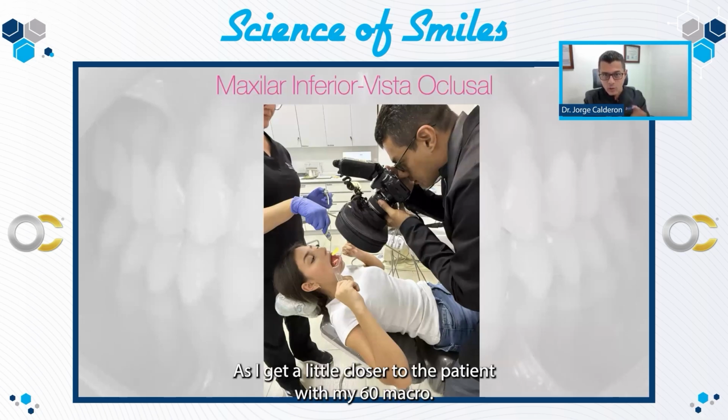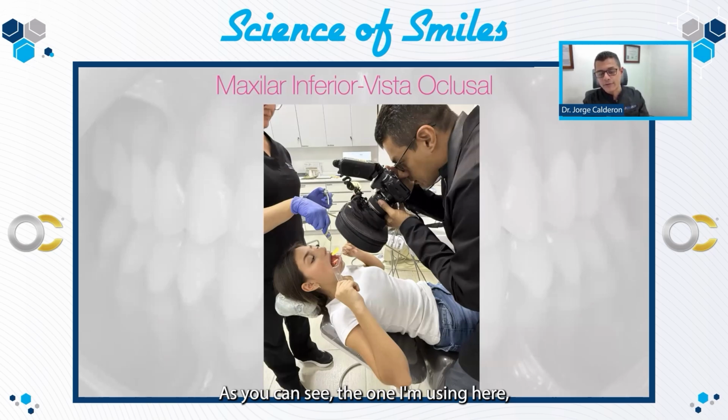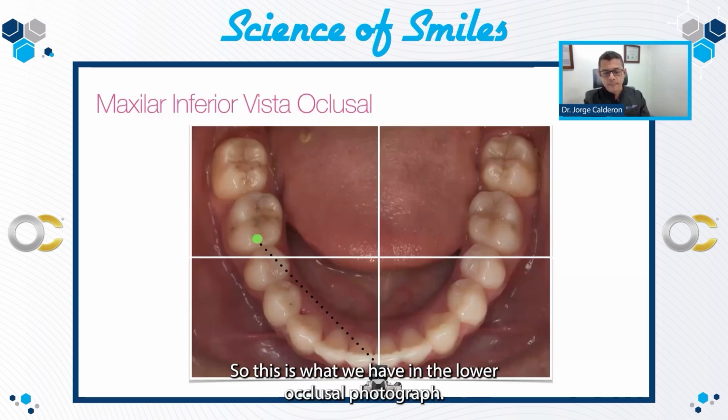Here we are, as I get a little closer to the patient with my 60 macro. As you can see, the one I'm using here, we are going to take the lower occlusal photograph. So, this is what we have in the lower occlusal photograph. In the same way, my midline. I try to focus on that point you're seeing there, very lateral. And in this area, I will go almost to the first molar. That is my focus point.